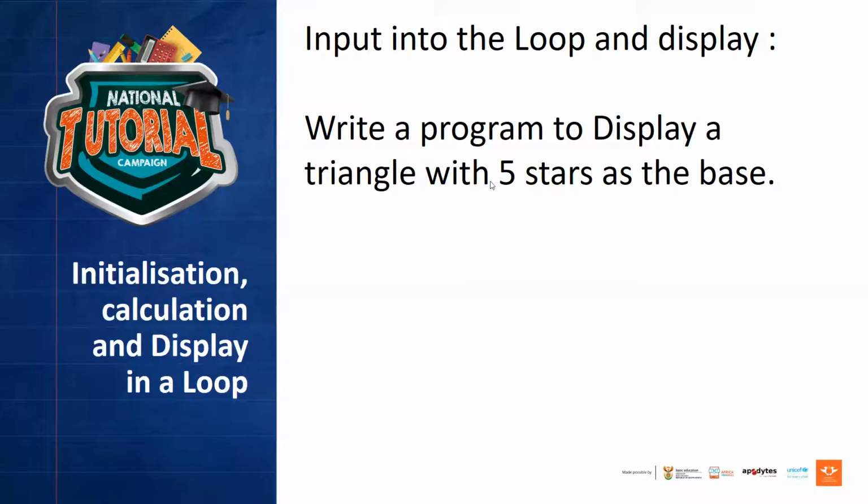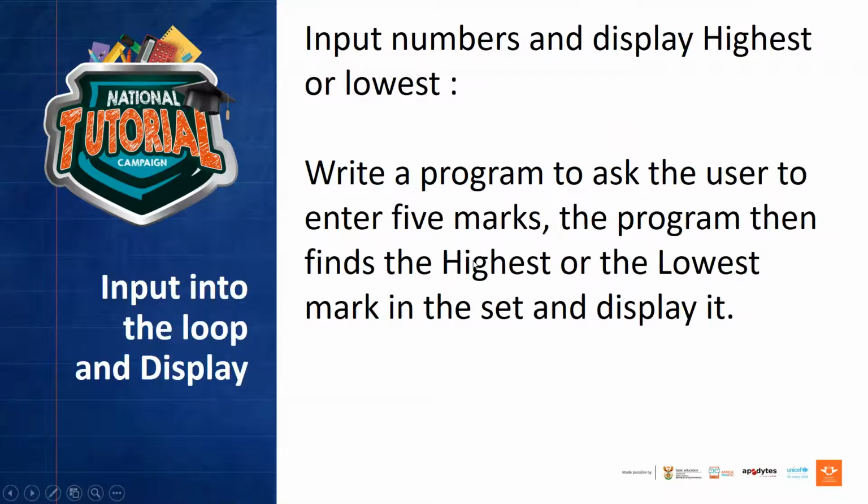We just finished this one, writing the program to display a triangle with 5 stars at the base. We go on to the next question that we want to do. Input numbers and display the highest and lowest. We want to use a loop to input numbers and display the highest and lowest. Write a program to ask the user to enter 5 marks. The program then finds the highest or the lowest of the marks in the set and displays it.